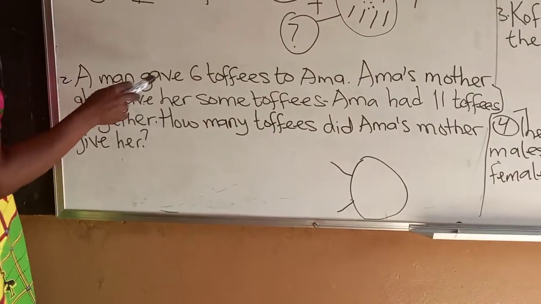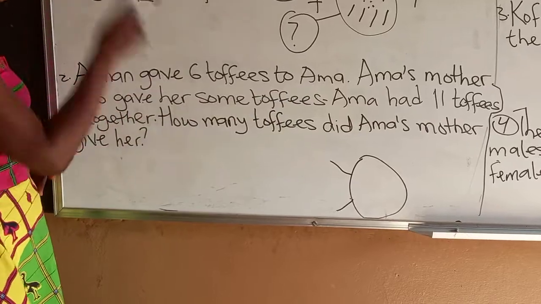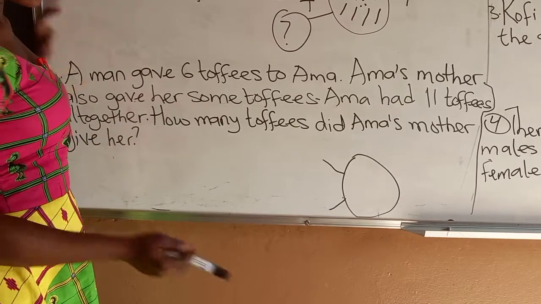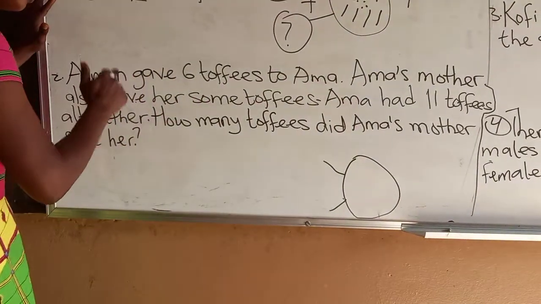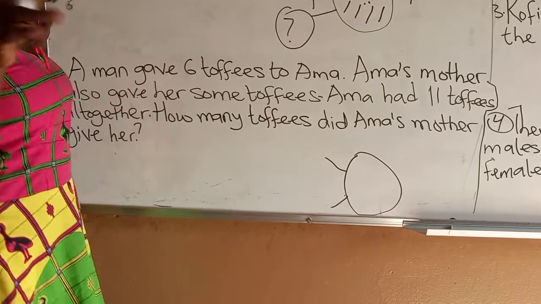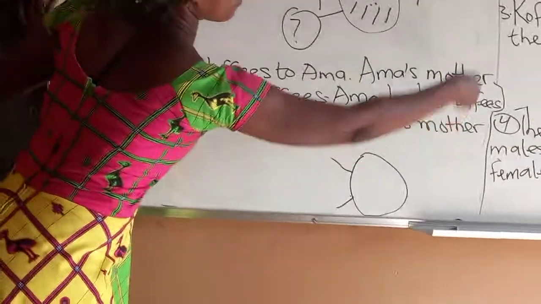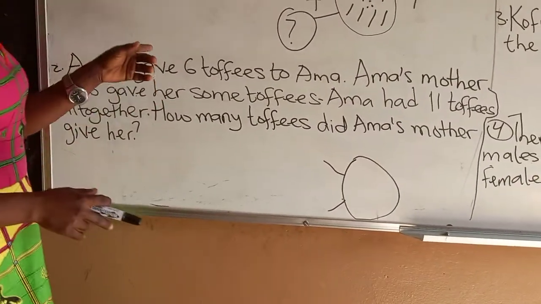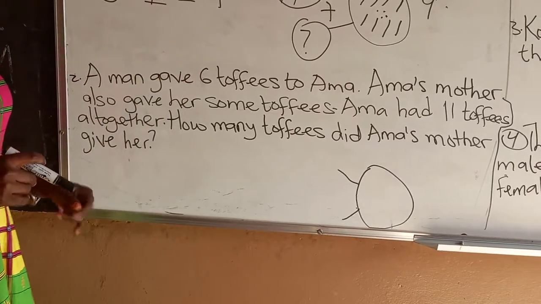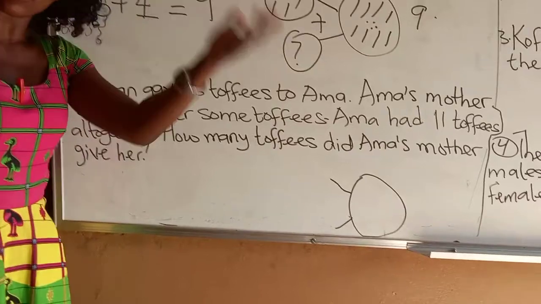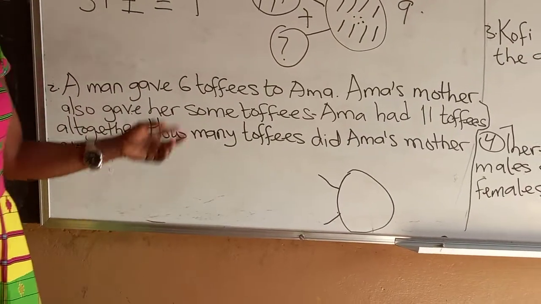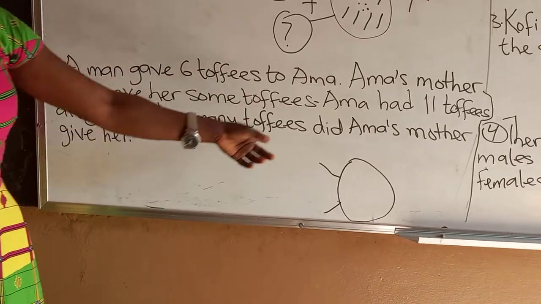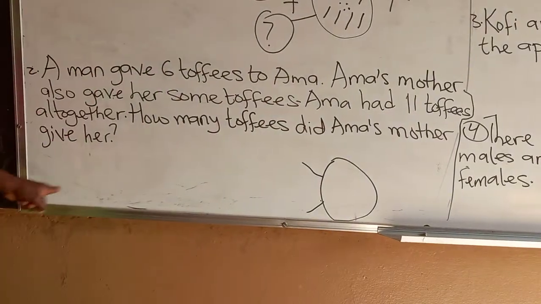A man gave 6 toffees to Amma. A certain nice gentleman gave 6 toffees to Amma. Amma's mother also gave her some toffees, which we do not know. Amma had 11 toffees altogether, and you know altogether means the total. So the man gave Amma 6 toffees. Amma's mother also gave her some amount of toffees that we do not know. Now, they said Amma had 11 toffees. So how many toffees did Amma's mother give her?